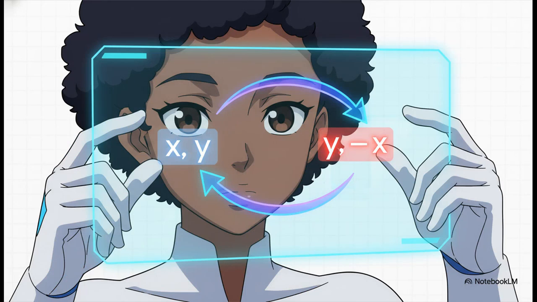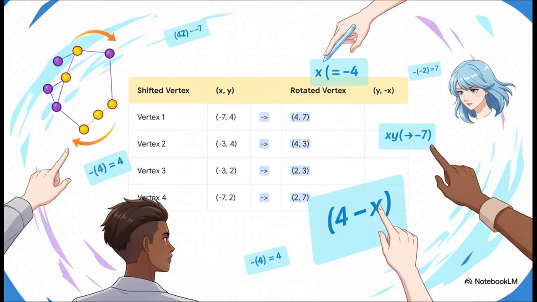And this is the whole reason we did that shift. The rule for a 90-degree clockwise rotation around the origin is awesome. It's so straightforward. Any point (x, y) just turns into (y, -x). So what does that mean? You swap the x and the y, and then you just flip the sign of the original x value. That's it.